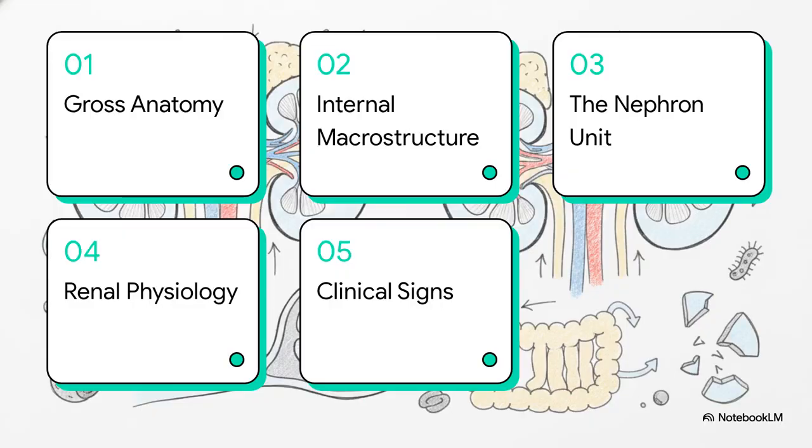Here is our roadmap for today. 1. Gross anatomy. 2. Internal macrostructure. 3. The nephron unit. 4. Renal physiology. And 5. Clinical signs of dysfunction.